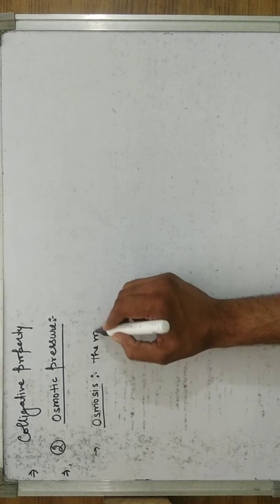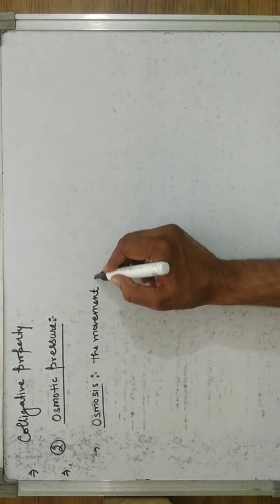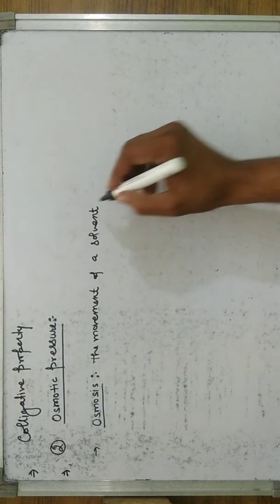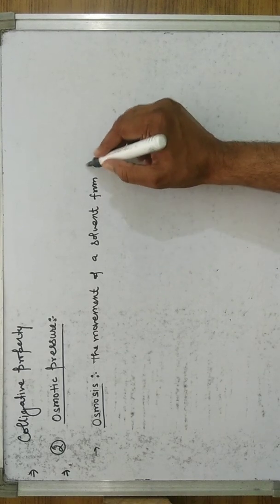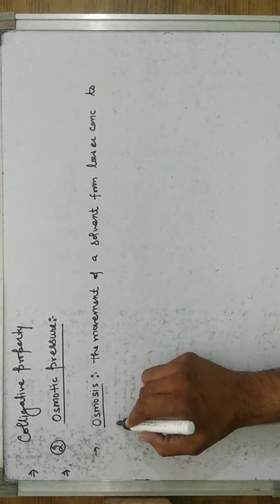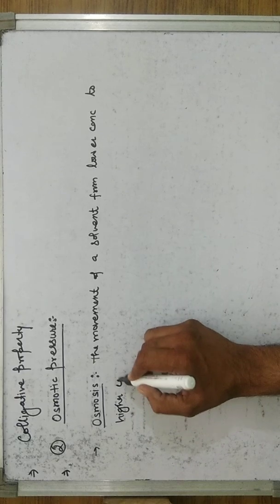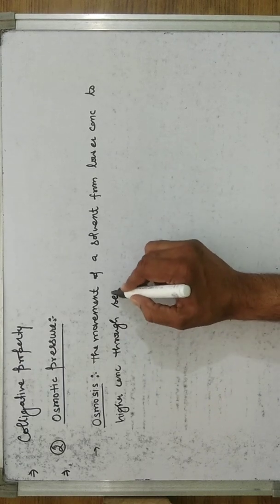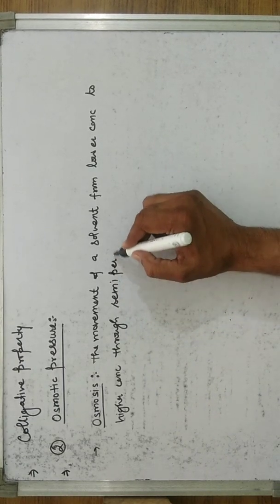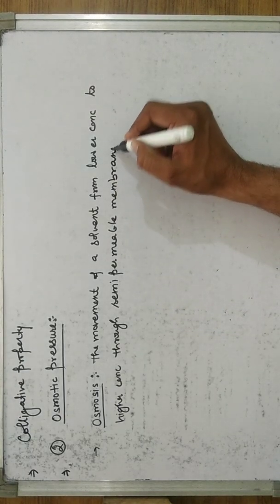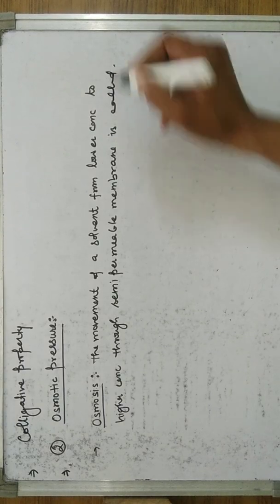What is osmosis? The movement of a solvent from lower concentration to higher concentration through a semi-permeable membrane is called osmosis.